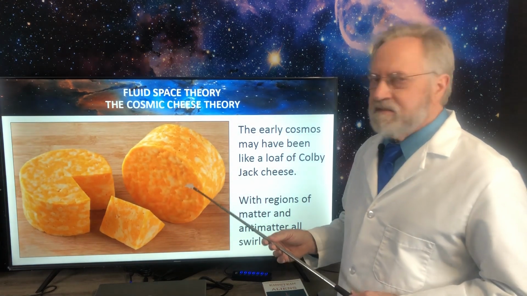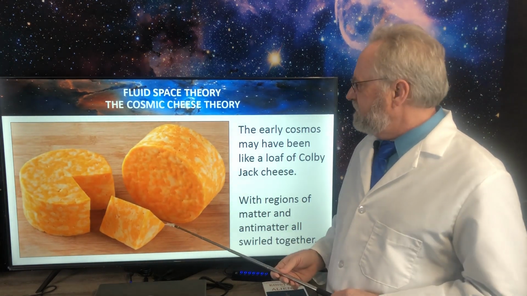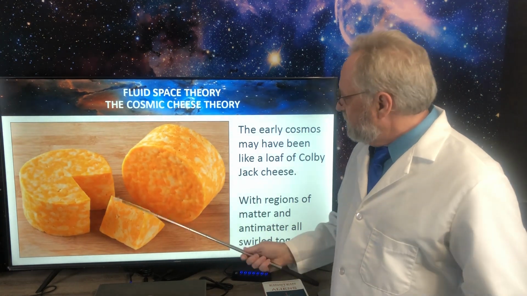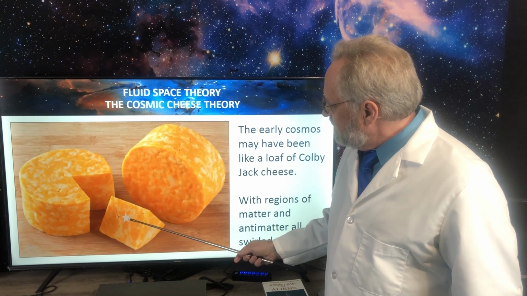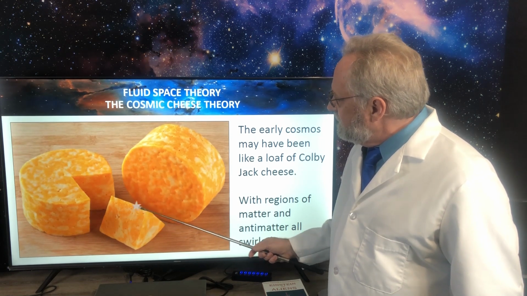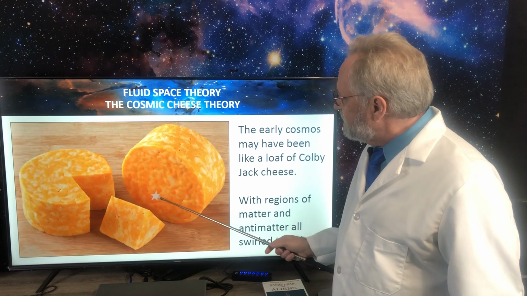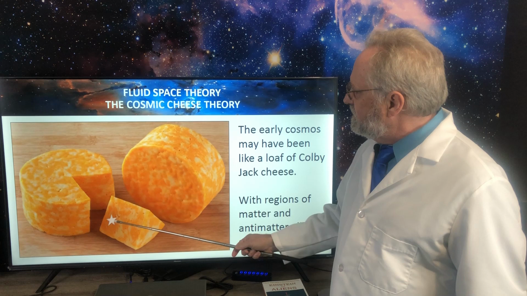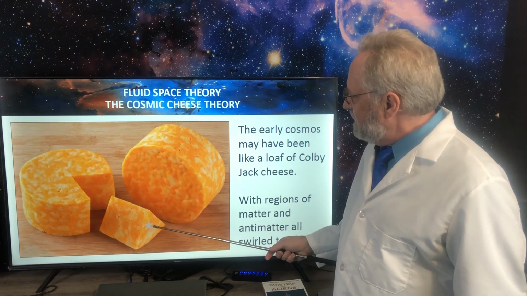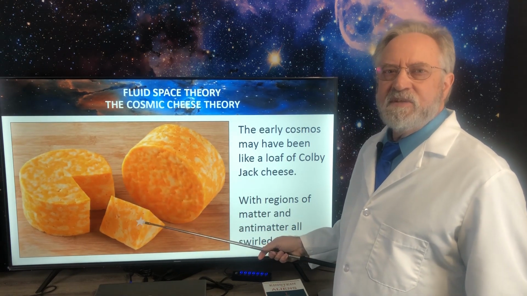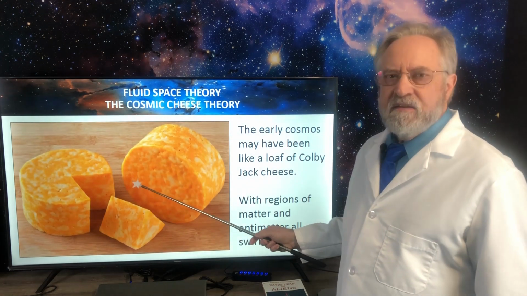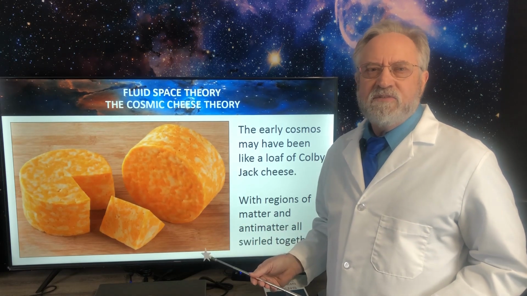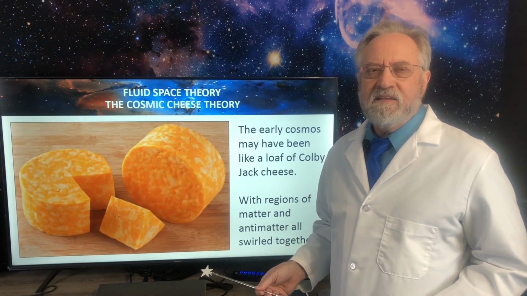And I call it the cosmic cheese theory because the early universe would have looked like a block of Colby Jack cheese, where you might have antimatter represented in the white areas and matter represented in the orange areas, and there would be an equal volume of each. So if you cut a chunk out of the cosmos, it would look a lot like a slice of Colby Jack cheese. And you're not going to be able to eat Colby Jack cheese anymore without thinking of the cosmos after you watch this video. And I think that's a good thing.